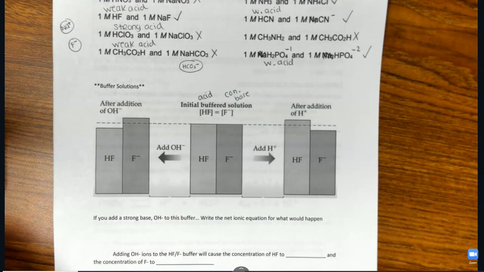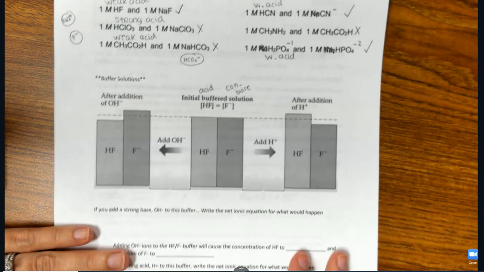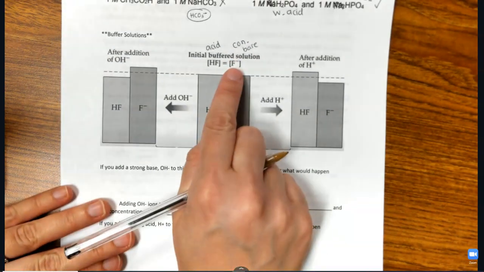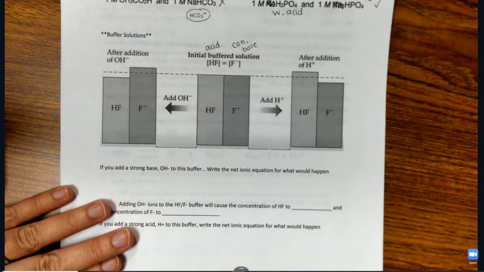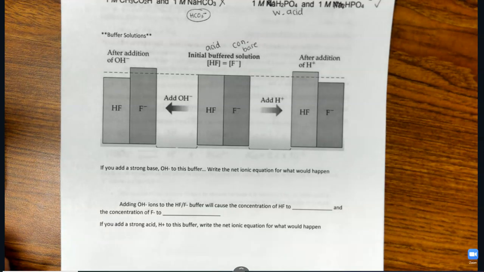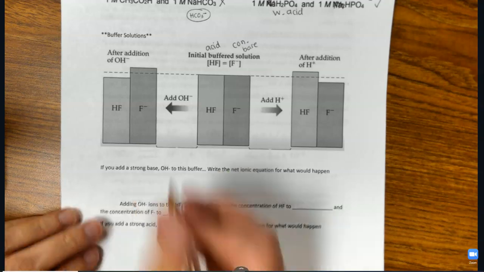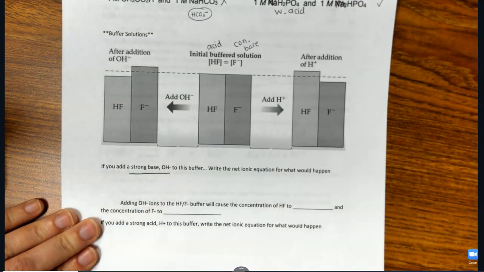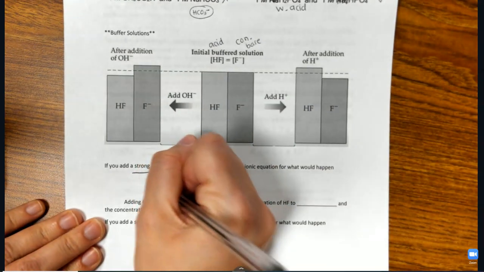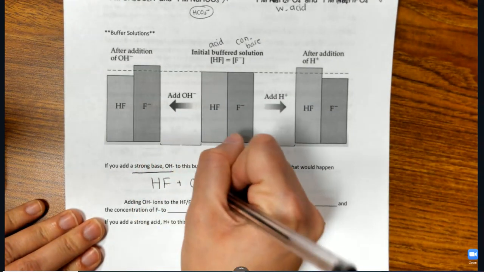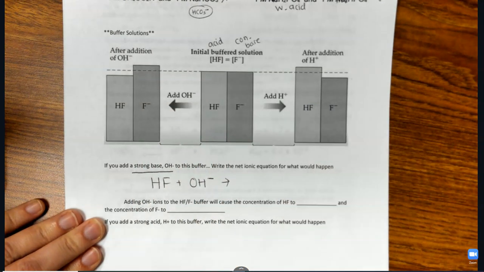And so let's talk about how does this buffer work? How does it resist pH changes? So let's pretend we have this buffer, hydrofluoric acid and fluoride anions. And so if I added a strong base like NaOH to this buffer, what's going to happen? Well, the base is going to react with the acid. What's the acid? HF. So it would be HF plus OH. And what would that form?